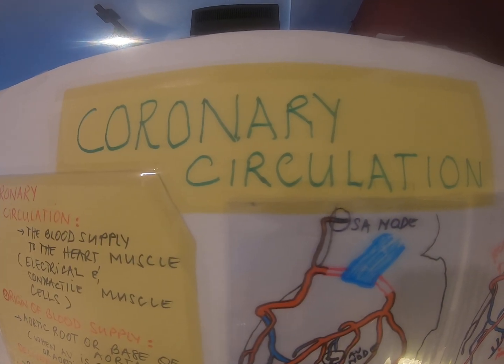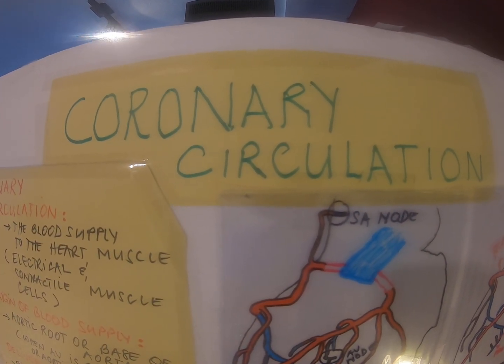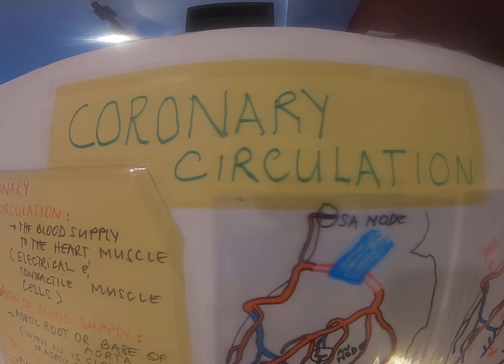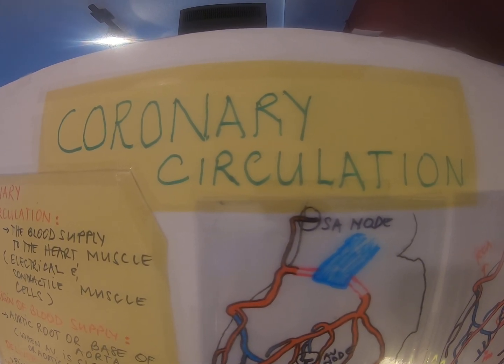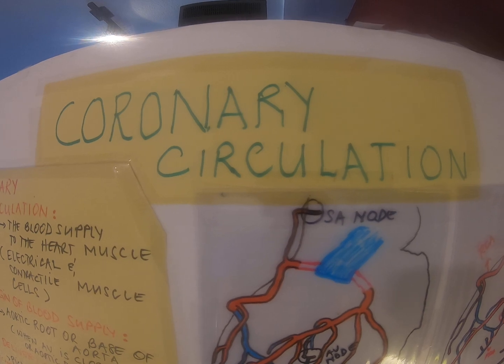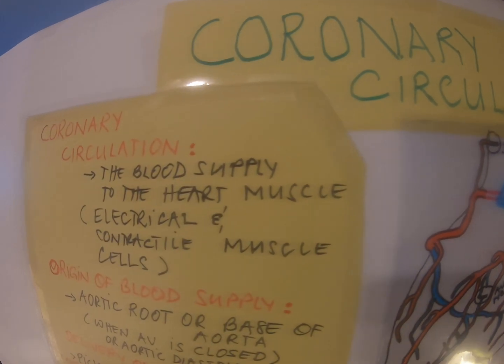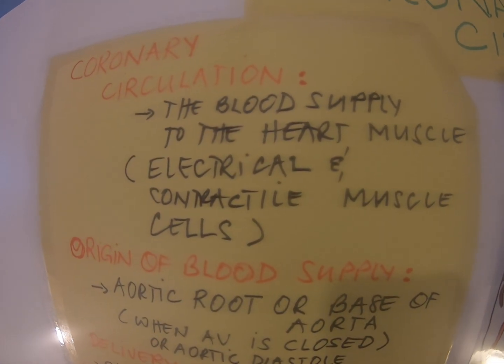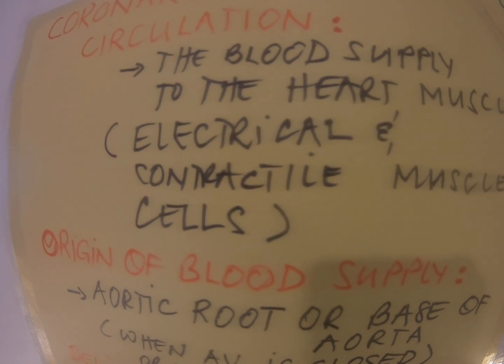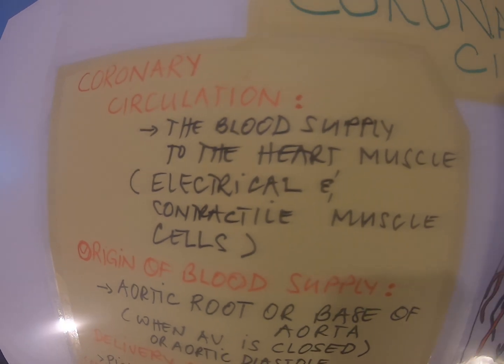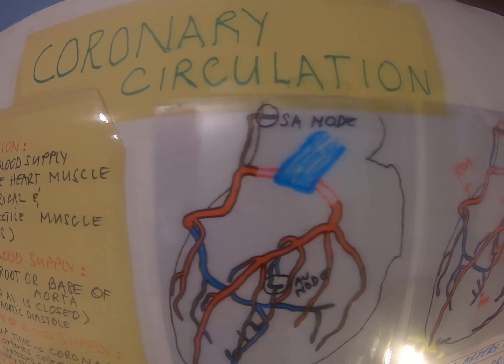Hi everyone, I'm back. So I promised last time that we will be talking about the ECG, but then I changed my mind. Instead, we will be talking about coronary circulation. Coronary circulation is actually the blood supply to the heart muscle. And we all know that the heart muscle comprises electrical and contractile cells. So we have to find out what are these arteries that supply the heart muscle.